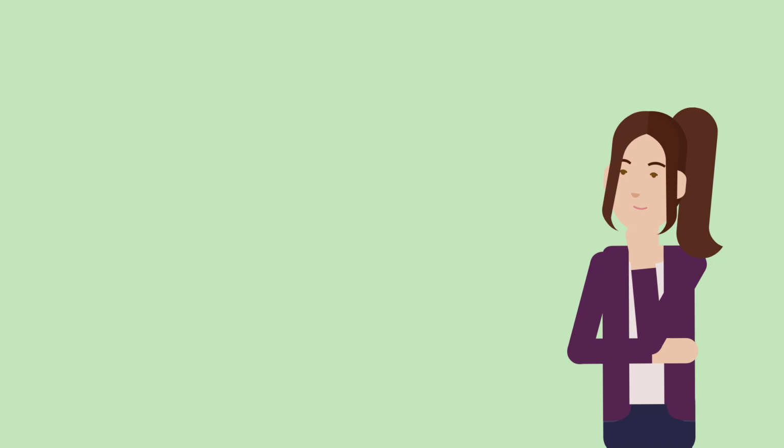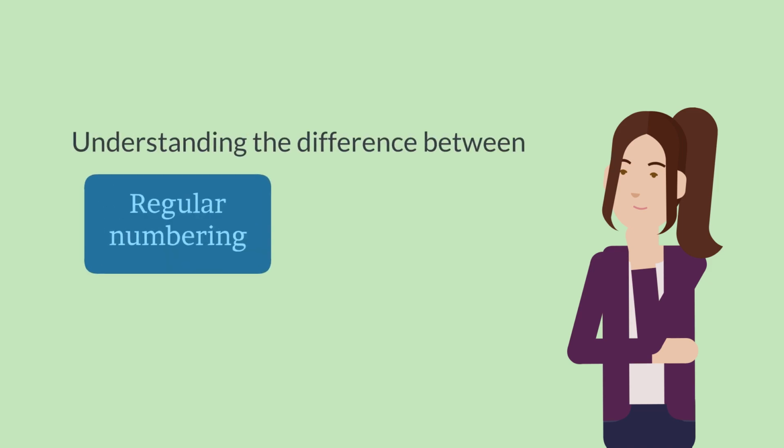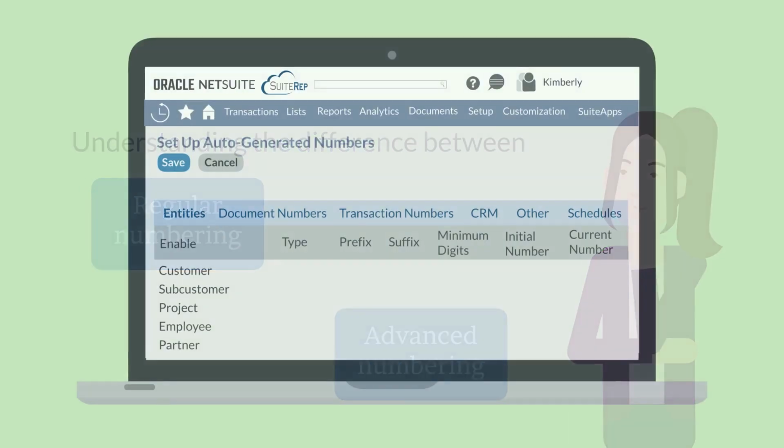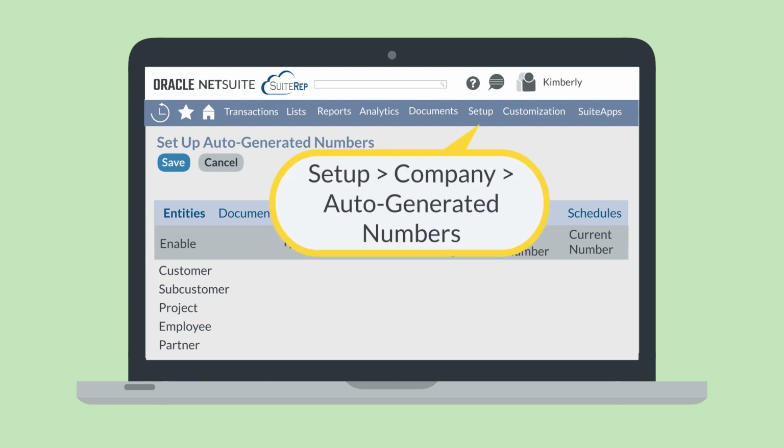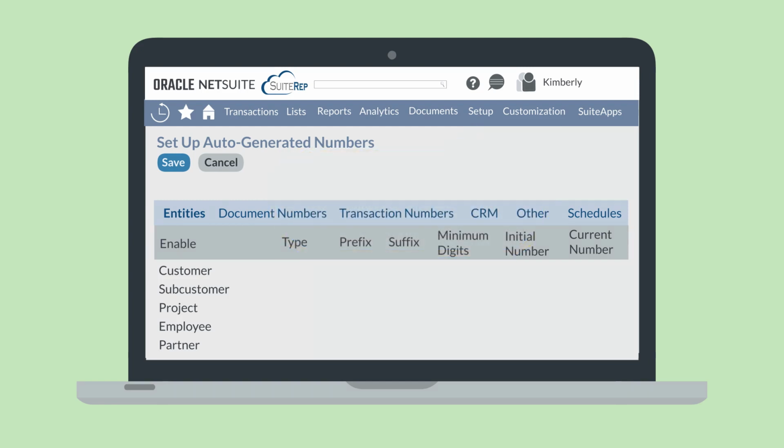One thing that's important to understand is the difference between regular numbering and advanced numbering. You can set up regular document and transaction numbering on the Setup Auto-Generated Numbers page, which you can access by navigating to Setup, Company, Auto-Generated Numbers. On this page, you can set basic numbering preferences for record categories like your entities, documents, and transactions. The options you have vary based on the record category, but most of these would allow you to set a prefix or suffix, to provide the minimum amount of digits, and to set the initial number.